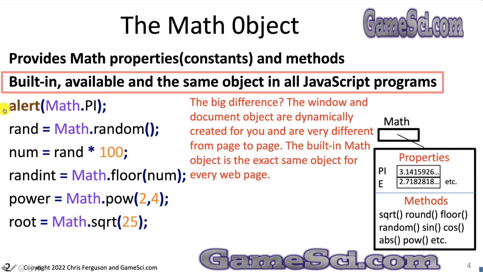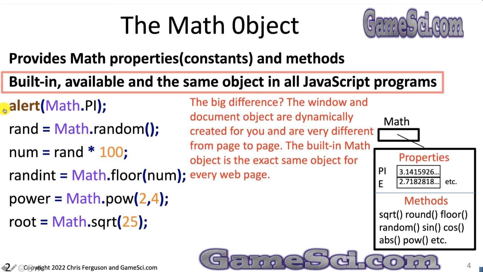The math object is built in, available. It's the same object for all JavaScript programs. That's the big difference on the math object. The window and the document objects are dynamically created for you and are very different from page to page. Right? If I have a page open on ESPN.com, I have a very different window object and document object than another page that is open on CNN.com.